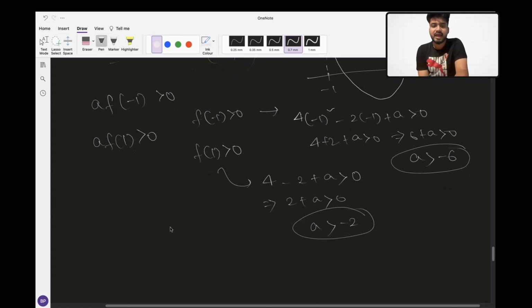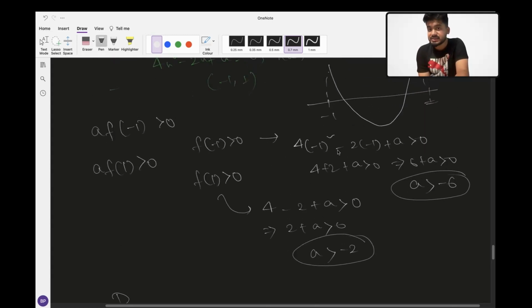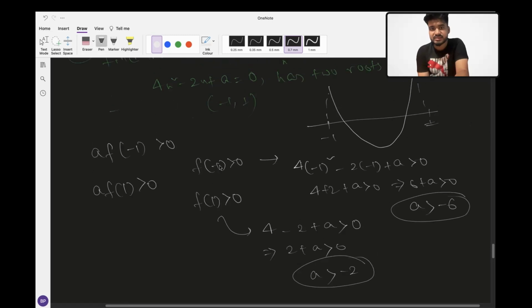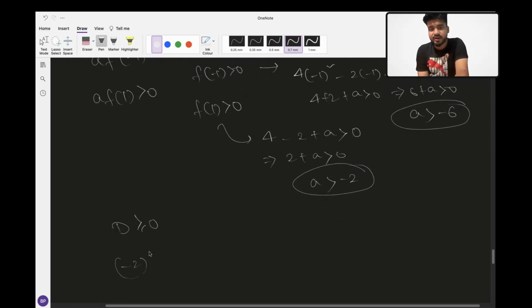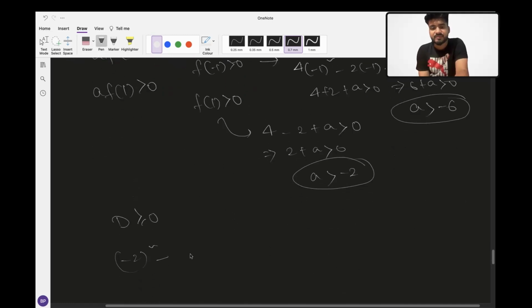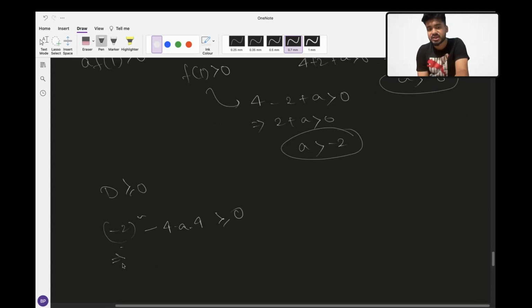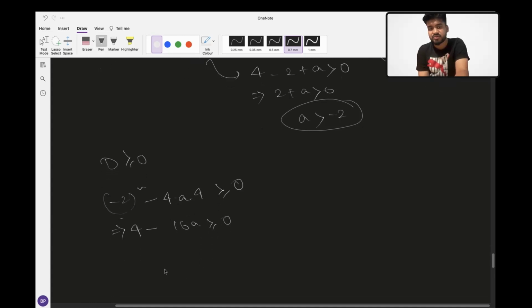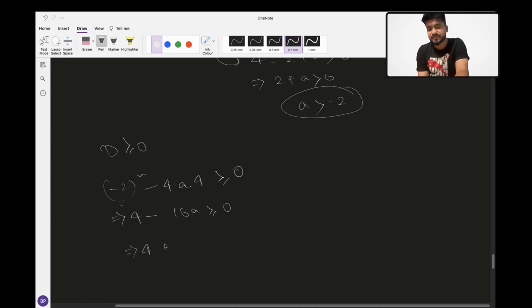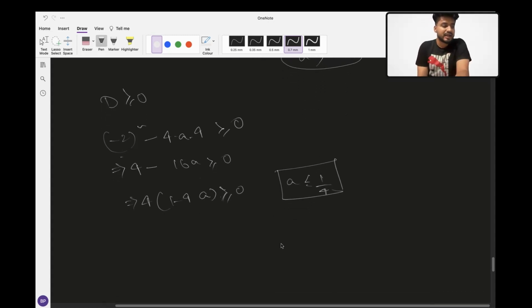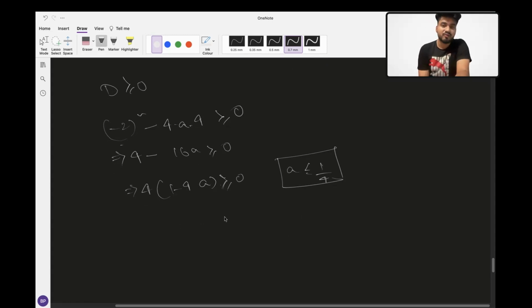Yes or no? And if we do D greater than or equal to 0, that means (-2) whole square, b square minus 4ac, that means 4 into a into 4, is greater than or equal to 0. That means 4 minus 16a is greater than or equal to 0. That means what we are getting, a is less than or equal to 1 by 4.